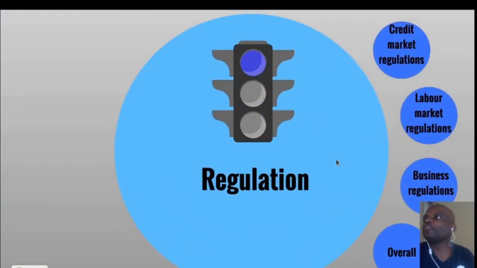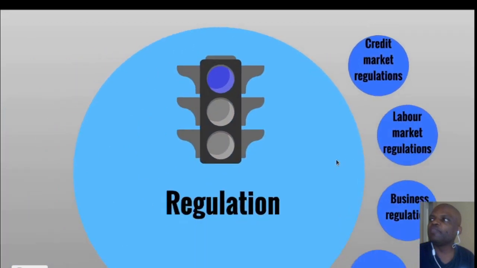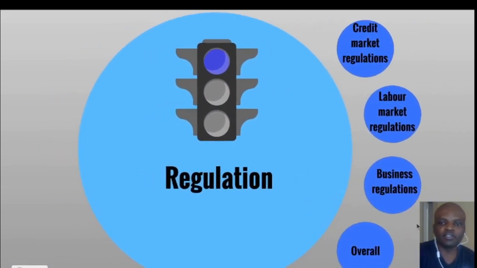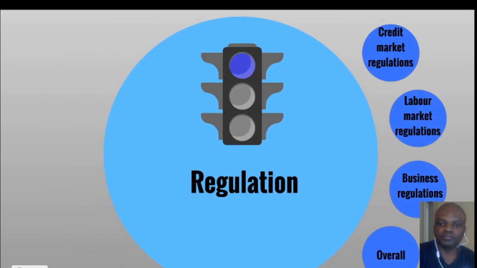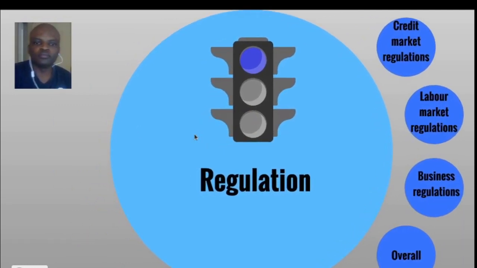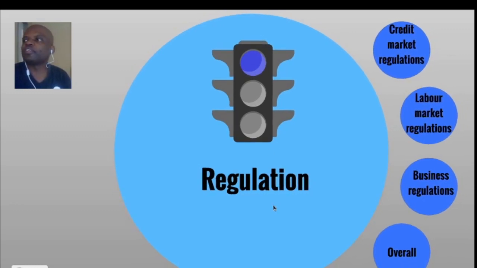And then when you get to regulations, it's actually split into different parts. You have credit market regulations, labor market regulations, business regulations, and just the overall picture. I wanted to give it as much detail as possible, because the regulation area is one of the more detailed areas in the EFW index. It has more data points and so on. So it's an important area.